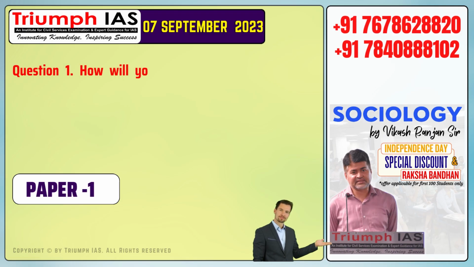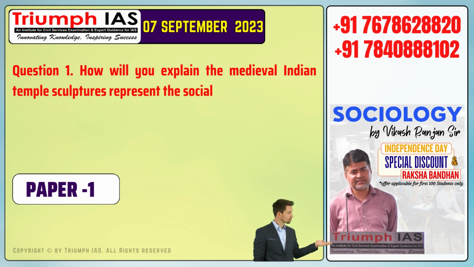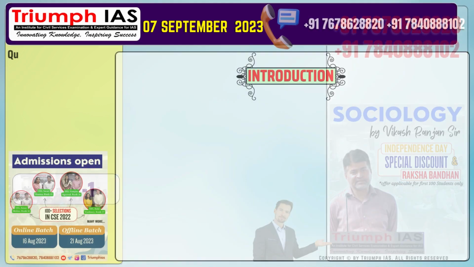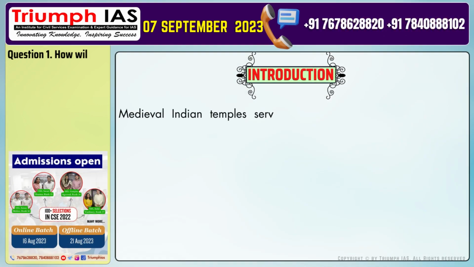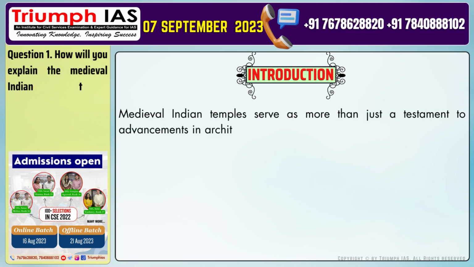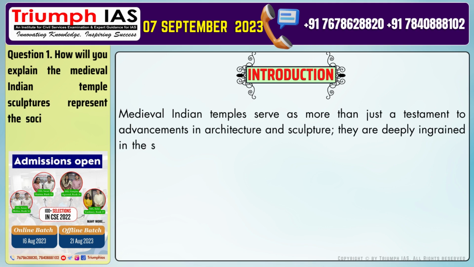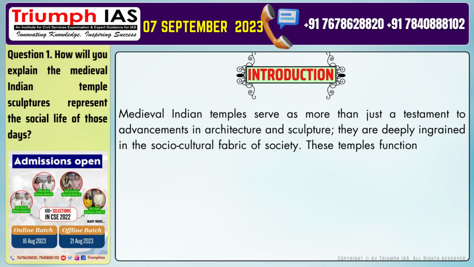Question number 1. How will you explain the medieval Indian temple sculptures represent the social life of those days? Let's start with the introduction of the answer. Medieval Indian temples serve as more than just a testament to advancements in architecture and sculpture. They are deeply ingrained in the socio-cultural fabric of society. These temples function as social institutions that mirror the broader community.